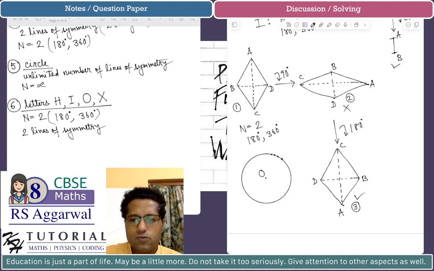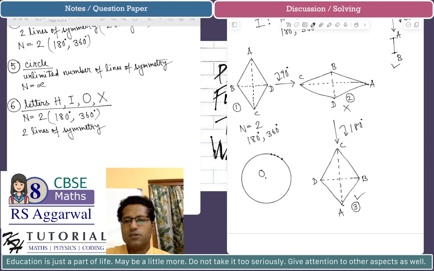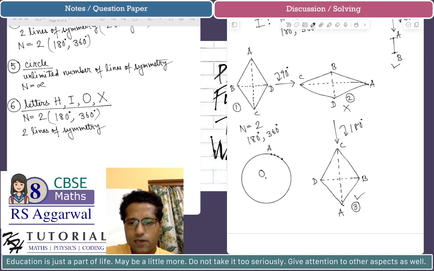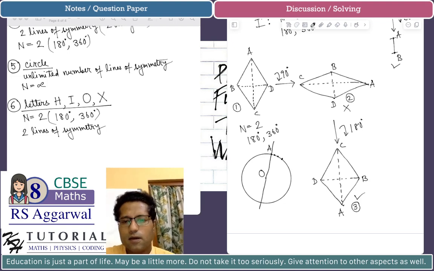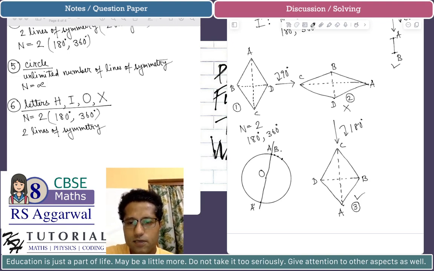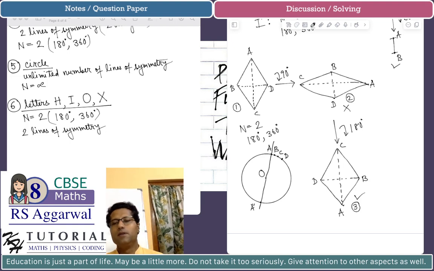Now if you draw a line from the center O to a point on the circumference of the circle, let's say A, and you join OA and extend it, and let's say OA intersects the circle at another point, A dash, then definitely AA dash is a diameter of the circle and it will be a line of symmetry. But since there are infinite points, let's say there is another point very near to the point A on the circumference of the circle, let's say it is B, another point C, D, this way A, B, C, D, there will be an unlimited number of points.